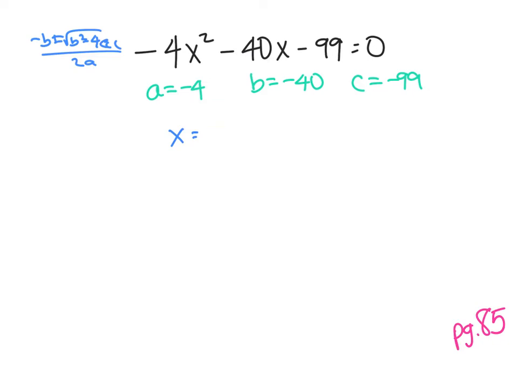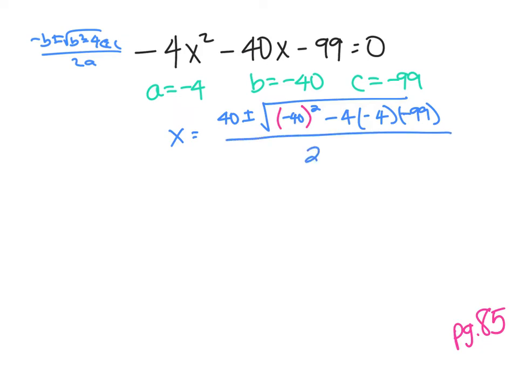So if we plug this in, the opposite of b gives me a positive 40, plus or minus a big square root. And here's where you make sure you use parentheses: negative 40 with a square on the outside, minus 4a and c. And then all over 2 times a.